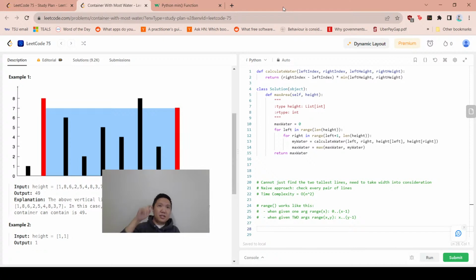Right, so okay, let me explain my strategy. Instead of testing every pair of walls, we do this O(n squared) thing. I'm shooting for O(n). And the way I'm shooting for O(n) is as follows. I have two pointers on the left and the right side, and I want to get them to close in on each other. And as I close in, it's going to be strictly worse.